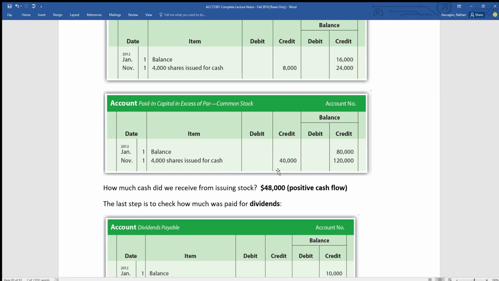So how much did we actually receive? It was about 48,000. And again, this is a positive cash flow. This is money that came into us for basically financing some activities by issuing out stock.